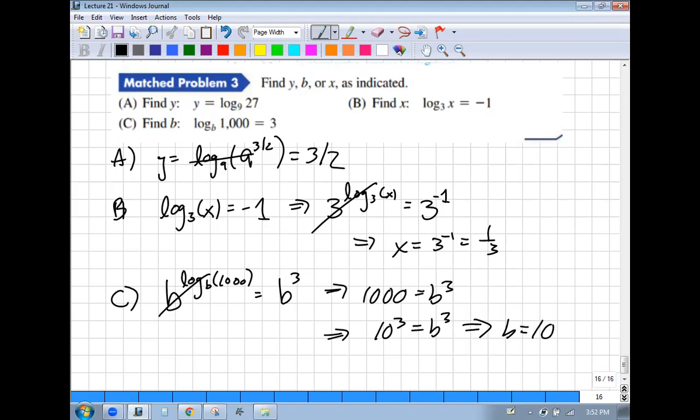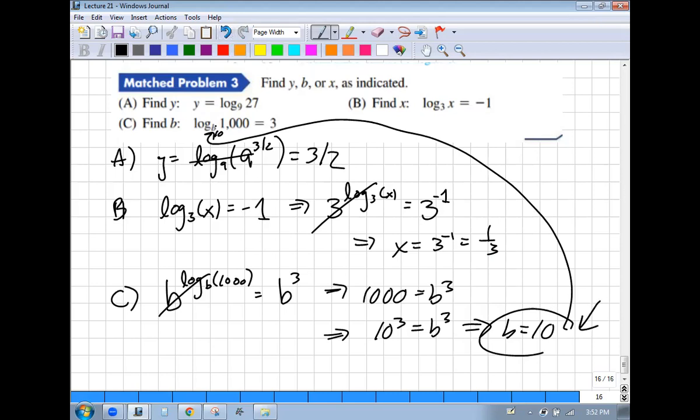And you could plug it in. Once you get your number, plug it in over here. b is 10. 10 to the third power is 1,000. So you can check your work, right? Just like whenever you solve for x, plug it into the equation to check your work. We found b was 10. You replace b with a 10. Yes, 10 cubed is 1,000.